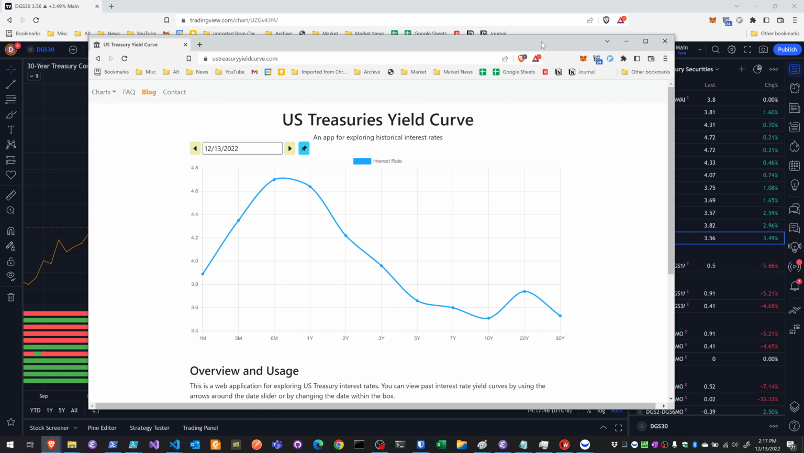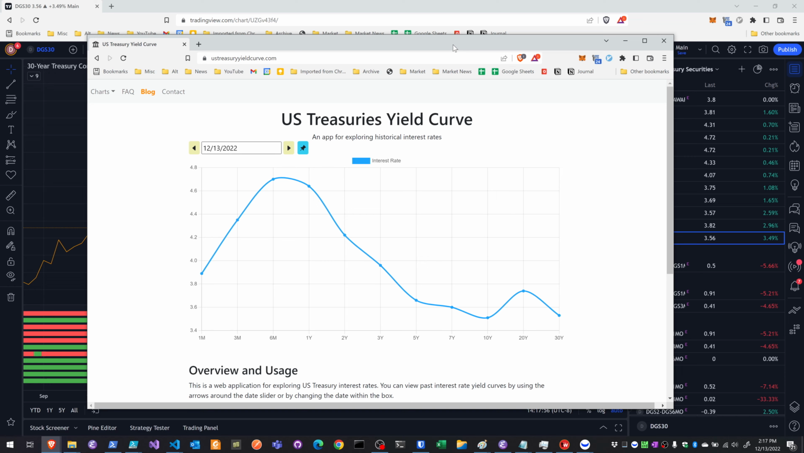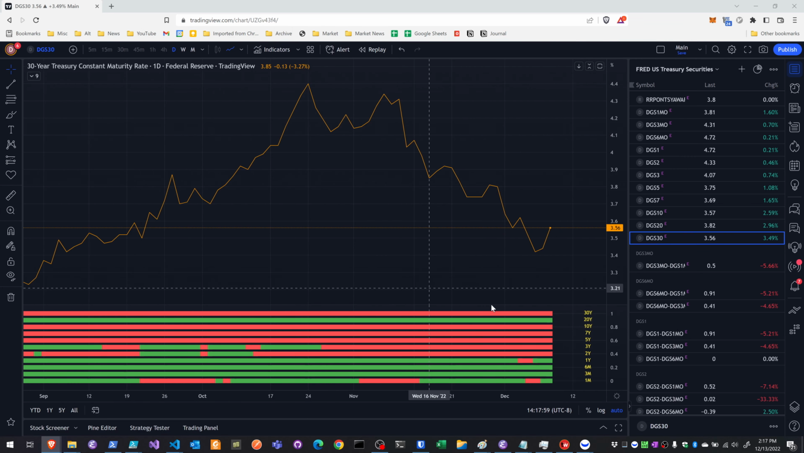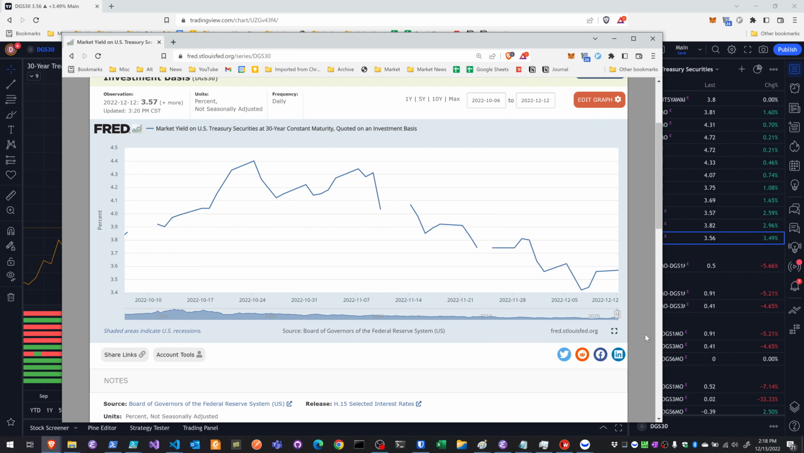So I'm recording this on December 13th, and you can see here the U.S. Treasury yield curve site has data for this day. I just wanted to point out that with the indicator, there actually is a slight delay with the availability of the data, because it's getting the yield curve data from these symbols here, and TradingView is getting these from FRED. As of right now on the FRED site, for the 30-year, the most recent data point is from December 12th.